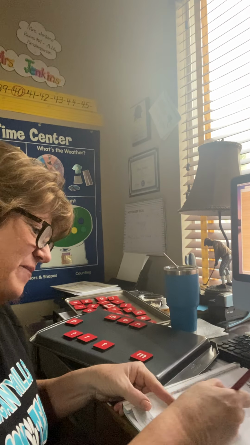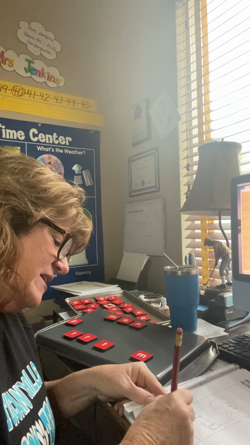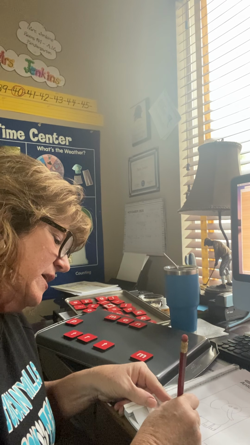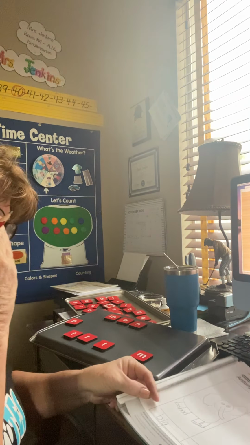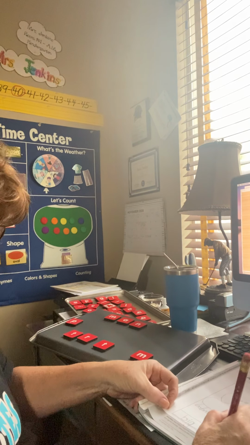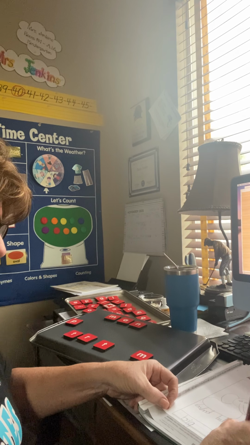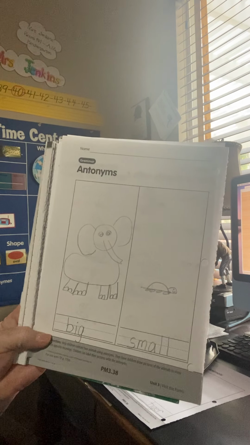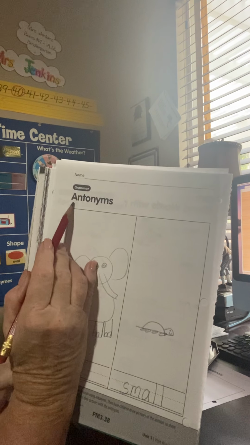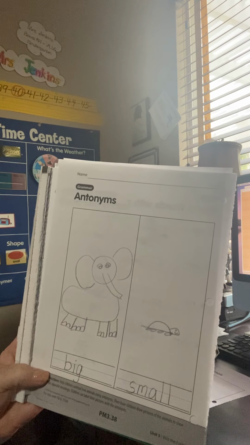Okay, I'm writing big. My elephant is big, and I can sound that out. B-I-G. And then I'm going to make a little tiny mouse. A little tiny mouse. So cute. Or a rat. Okay, and my little mouse is small. So these are two animals that I'm comparing, and they're opposites. And another word for opposite is antonym.